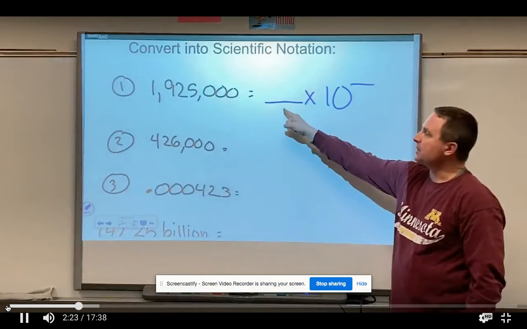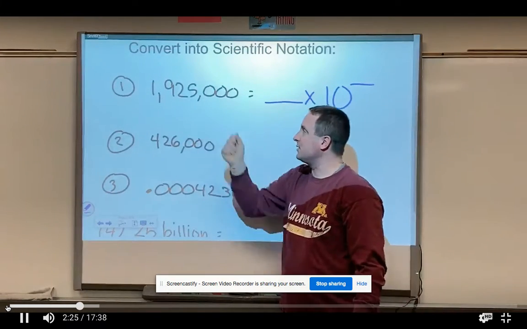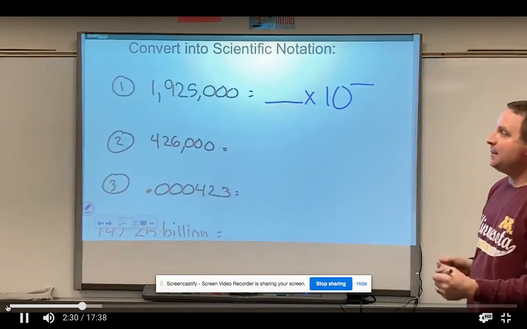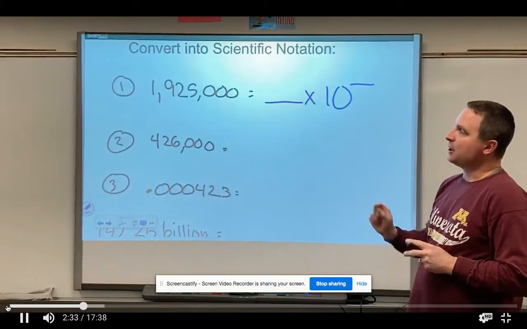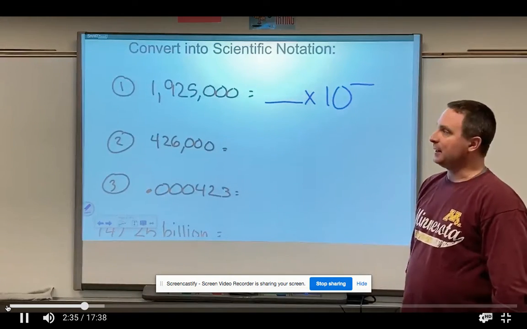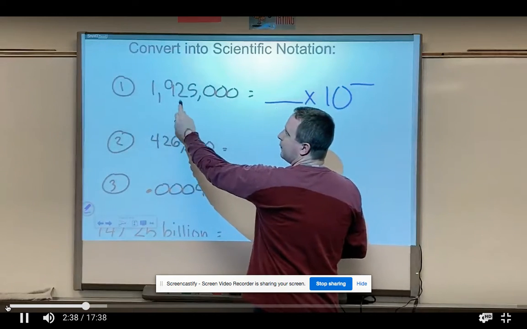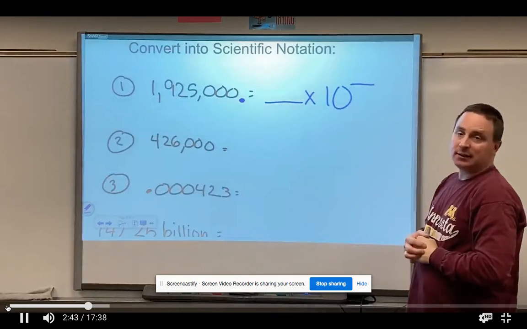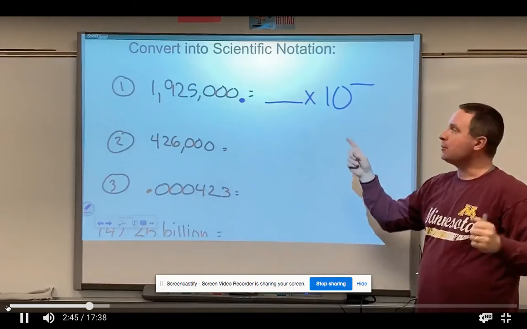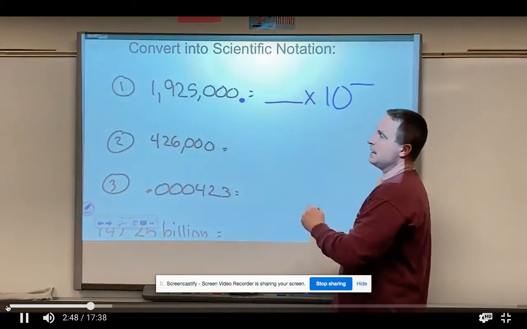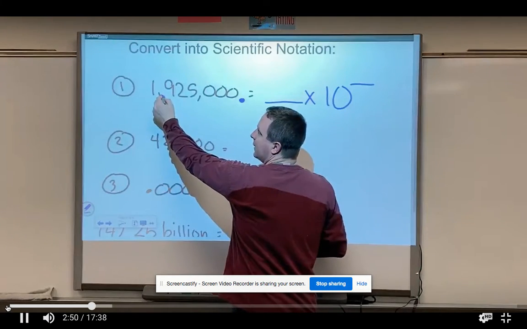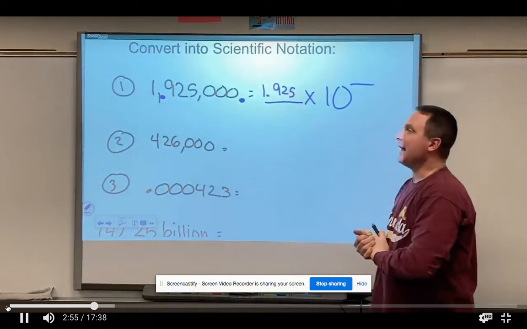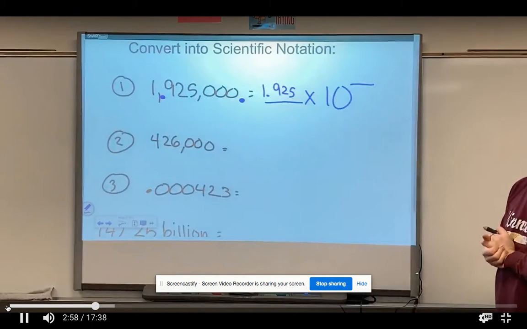I talked about this first number having to be between 1 and 10. Well, obviously that's a really big number, 1,925,000. It's way bigger than 10. And I talked about moving the decimal point. Well, I didn't even see a decimal point on that number. If we have a regular number and there's no decimal point there, we know it's always at the end. I need to move it so that it changes that big number into a number between 1 and 10. If I move that decimal point to here, that number becomes 1.925. That's where it would have to go, so it is a number between 1 and 10.